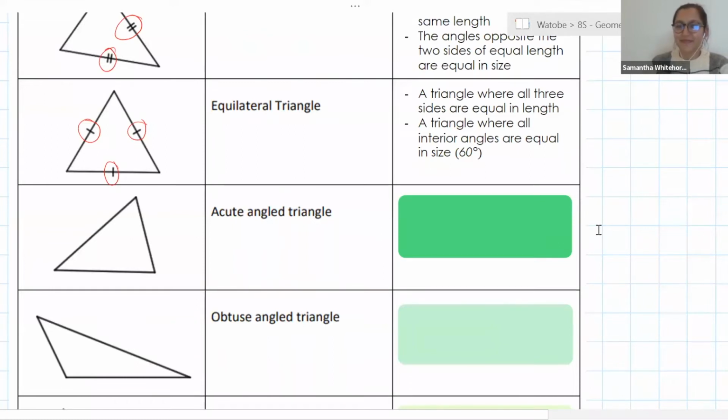Hi, ma'am. Hi, Latavo. An acute angle triangle is a triangle with an acute angle.